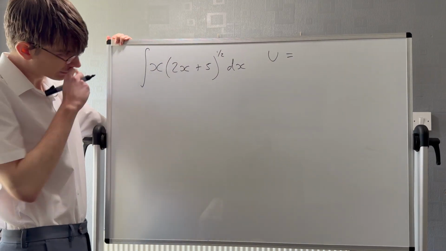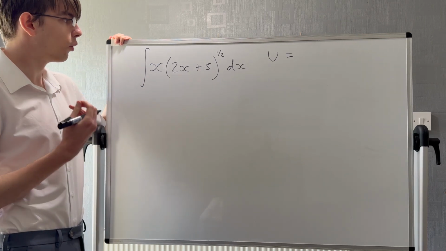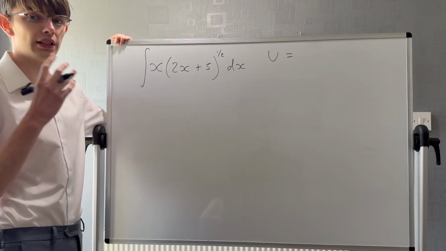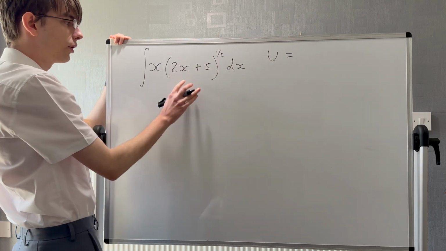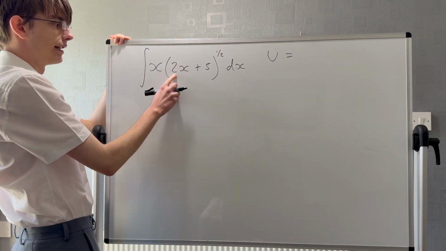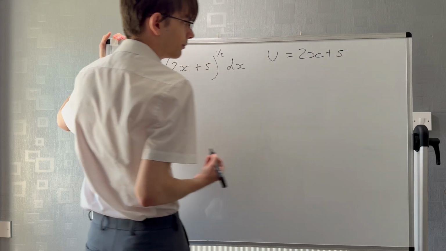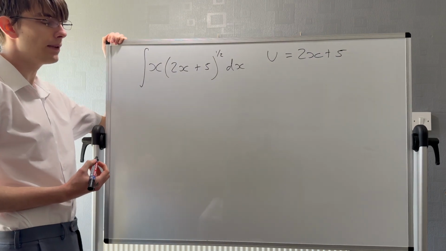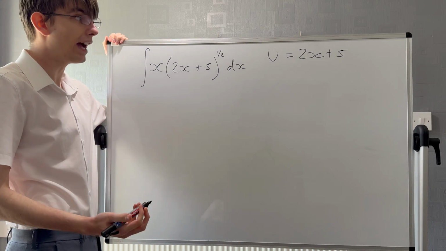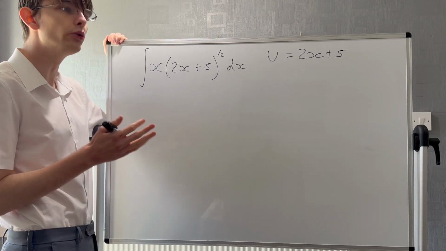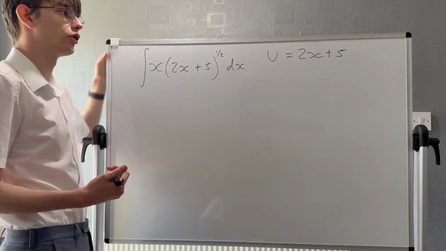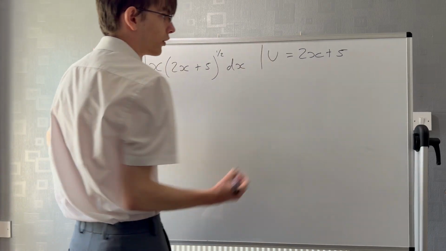Now, in this case, what I'm going to do is tell us that u is going to be equal to this thing here. I'm going to set u equal to 2x plus 5, okay? Now, if you're in the UK and you're doing A-levels, most of the time when you have to use substitution, you will be told what the substitution is.